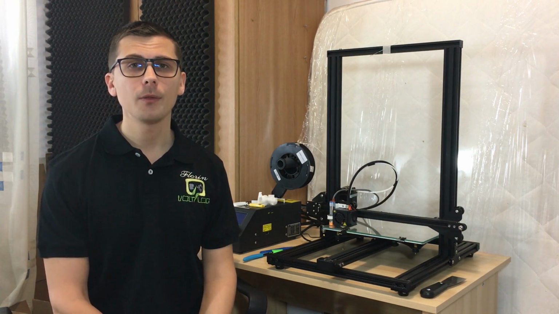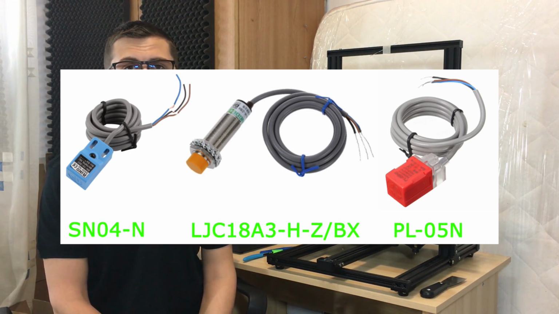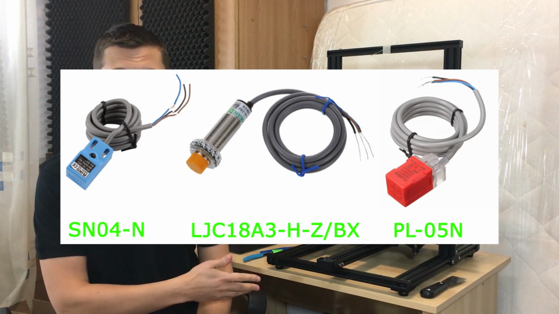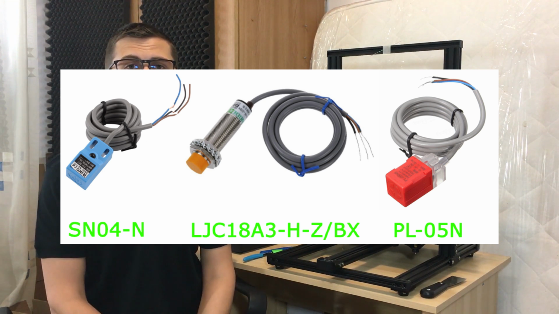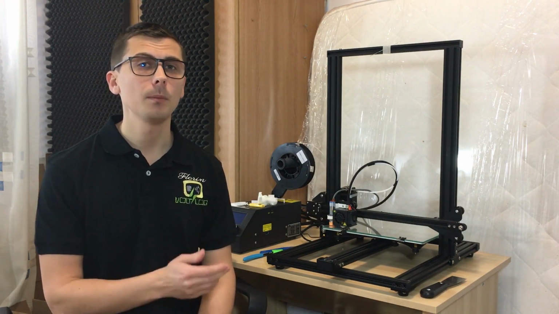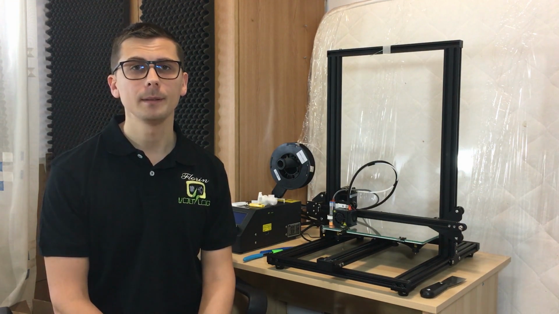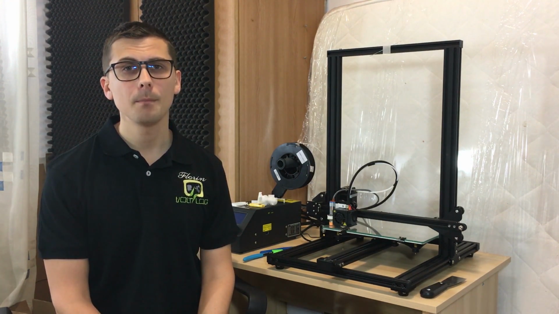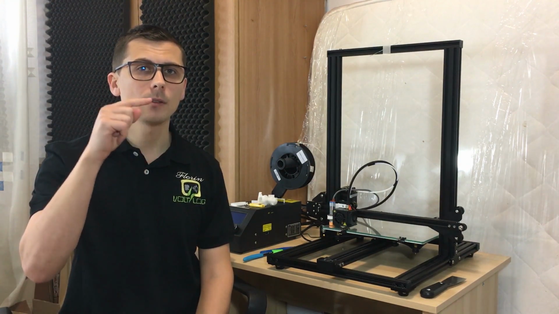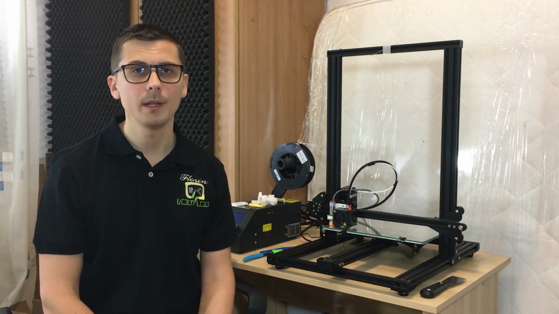I also ordered three other types of sensors in preparation of a future video in which I'm hopefully going to finish this upgrade. So I will link those three types of sensors in the description below, so you can order them ahead of time if you plan to do this upgrade. I'm hoping I will get better sensitivity from those sensors, and I can extend that sensing distance so the sensor sits above the print head.